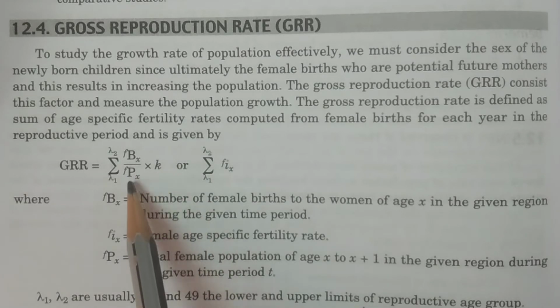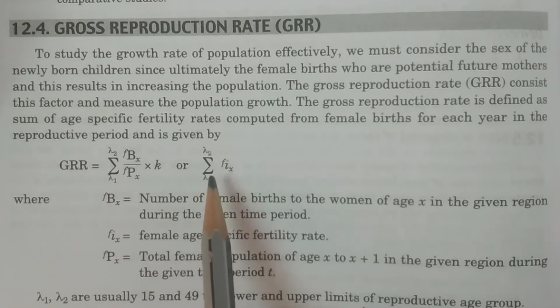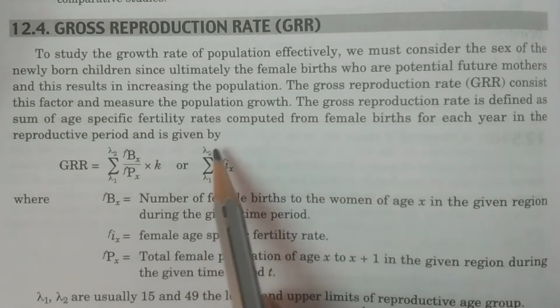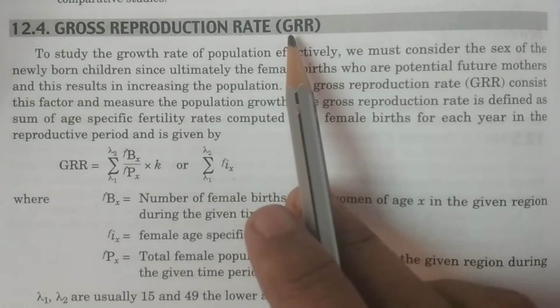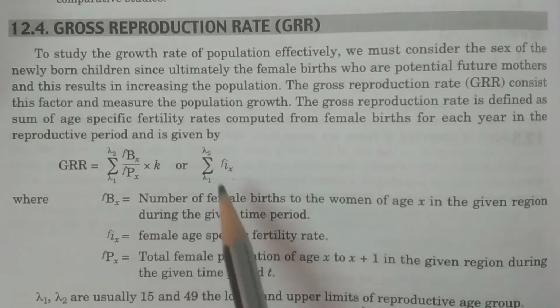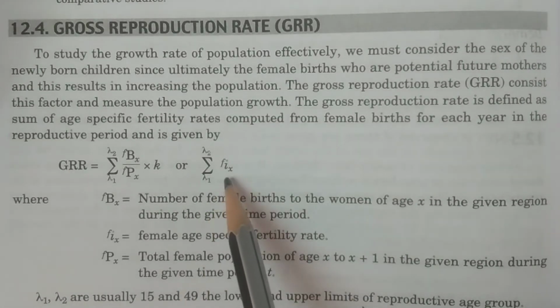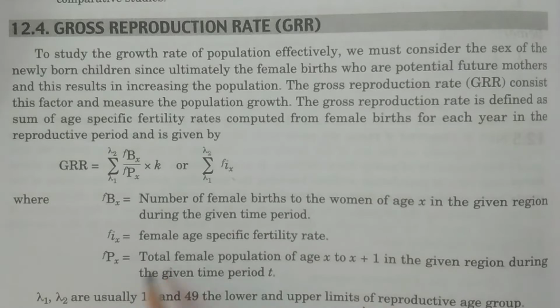Annually we calculate this FIX, summation lambda 1 to lambda 2 FIX. It is nothing but GRR, gross reproduction rate, right? So, therefore, what is FIX? The annual age-specific fertility rate. It is going to be considered as female age-specific fertility rate.